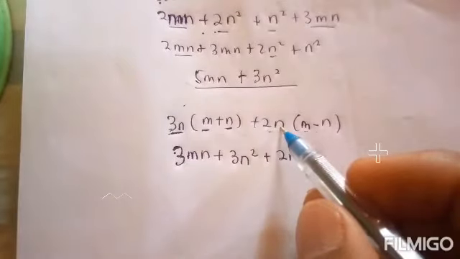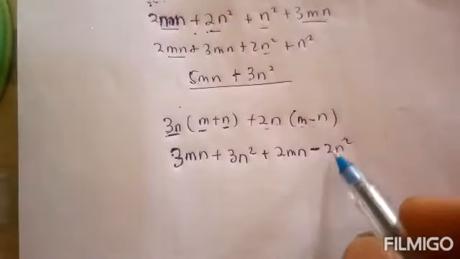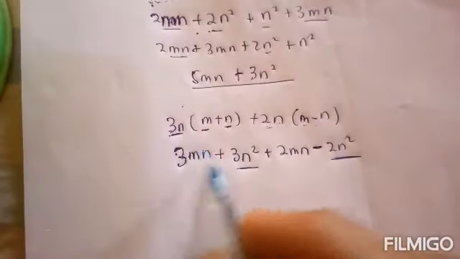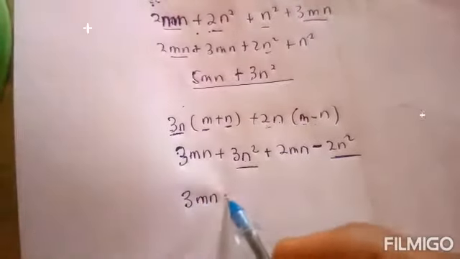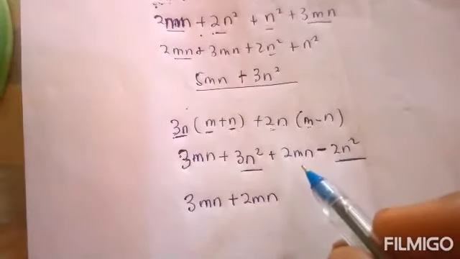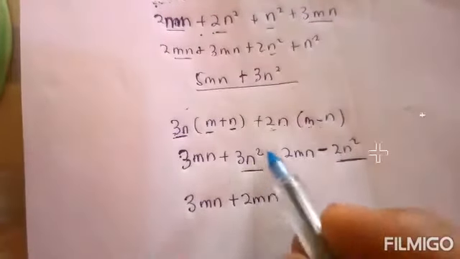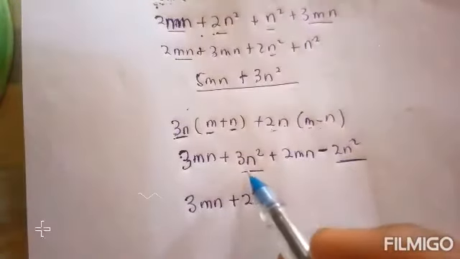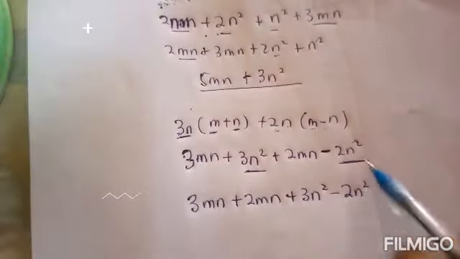To become 2n square. So what do you do next? You bring all those containing the n squares closer. Let's bring those containing mn first. So it will become 3mn plus, this is plus 2mn, and then the n squares will also come. What are we doing? We are grouping like terms, right? So I'll write this 3n square minus this 2n square. This is what I just did.